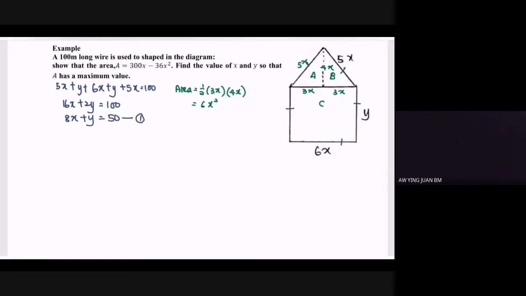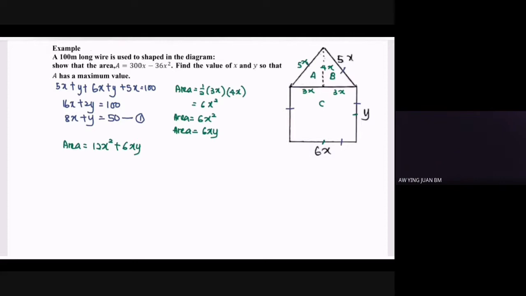For part B, we're going to repeat the same process. A and B actually are the same, so we will have 6x squared as well. For part C, we will have 6x multiplied with y, and we will have 6xy. So at the end, area will be equal to 12x squared plus 6xy. So step number 1, express the area in terms of x or y, either x or y.